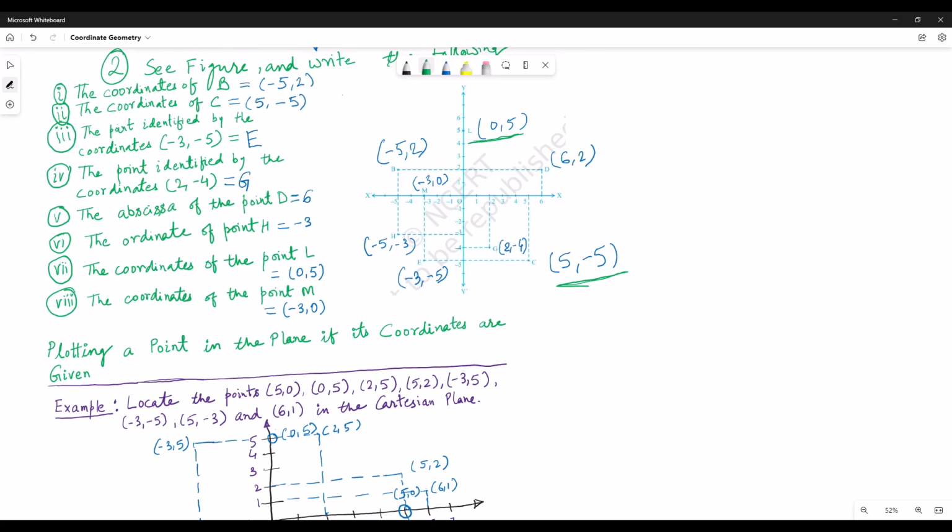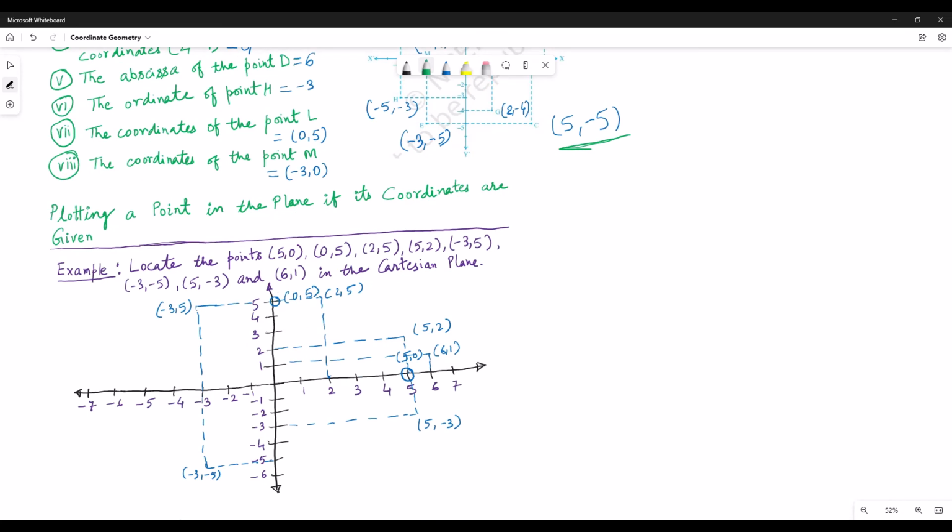And where is the L located? It is neither in the first quadrant nor in the second quadrant. It is on the y-axis. The coordinates of the point M. Where is M? M is in the negative direction on the x-axis. So this is minus 3 units away in the negative x direction, and it is 0 distance away from the y-axis. So in the y direction it is 0, and in the x direction it is minus 3. So the coordinate is minus 3, 0.